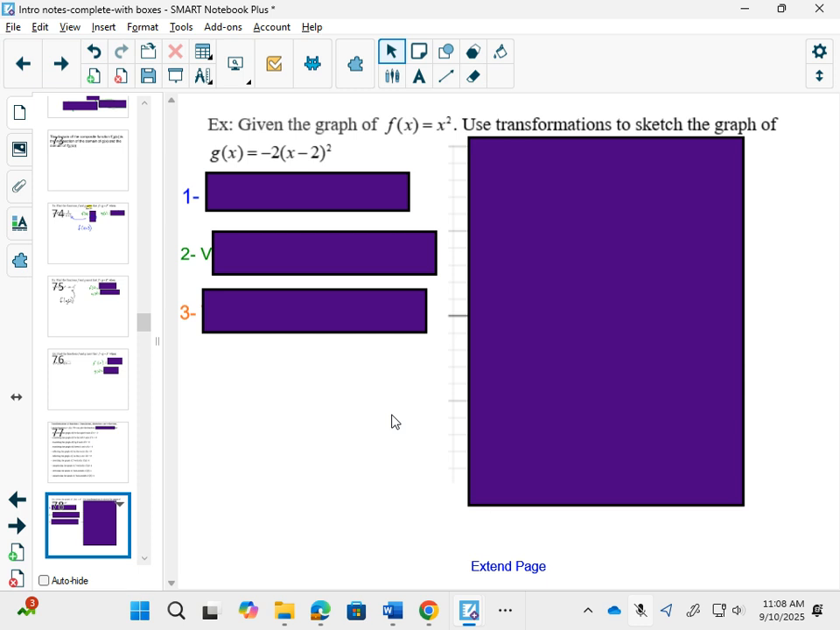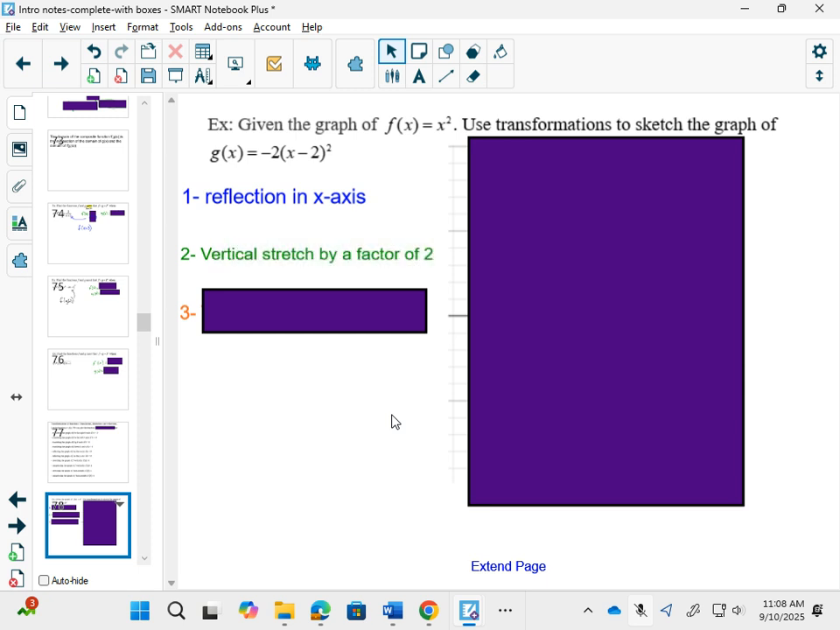So the reason transformations are so nice is that you can graph a lot of things if you know what a basic graph looks like. Like we know, or hopefully you know, what a basic x squared graph looks like. Well, then this minus outside would be a vertical reflection, and the 2 would be a vertical stretch. Finally, the minus 2 would move things 2 to the right.